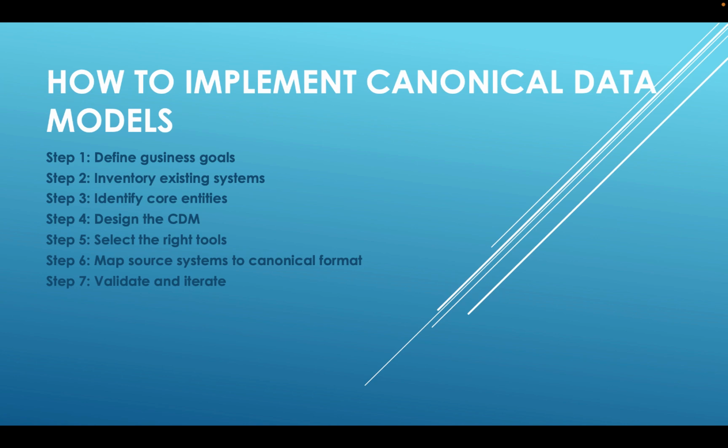The next step is to map source systems to the canonical format. Now the real transformation work begins. Each source system's data must be mapped to and from the canonical model, right?